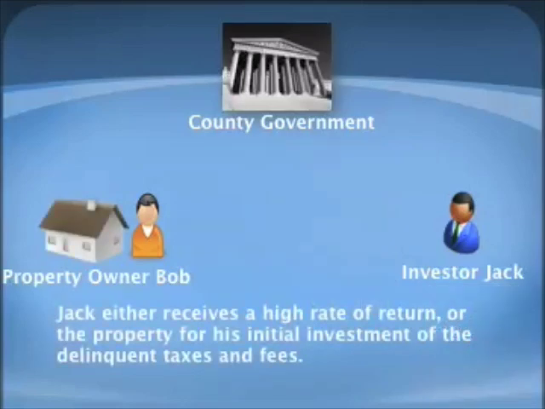So really, in this situation, there are only two possible outcomes here. As the investor, you're either going to receive a high rate of return, or you're going to receive the actual property for your investment of the delinquent taxes and fees. That's what makes tax liens such a safe and such a secure investment. It's also what makes tax liens such a high-yielding investment. But those are really the only two outcomes that are possible here with tax liens: either to make the rate of return or to acquire the property.